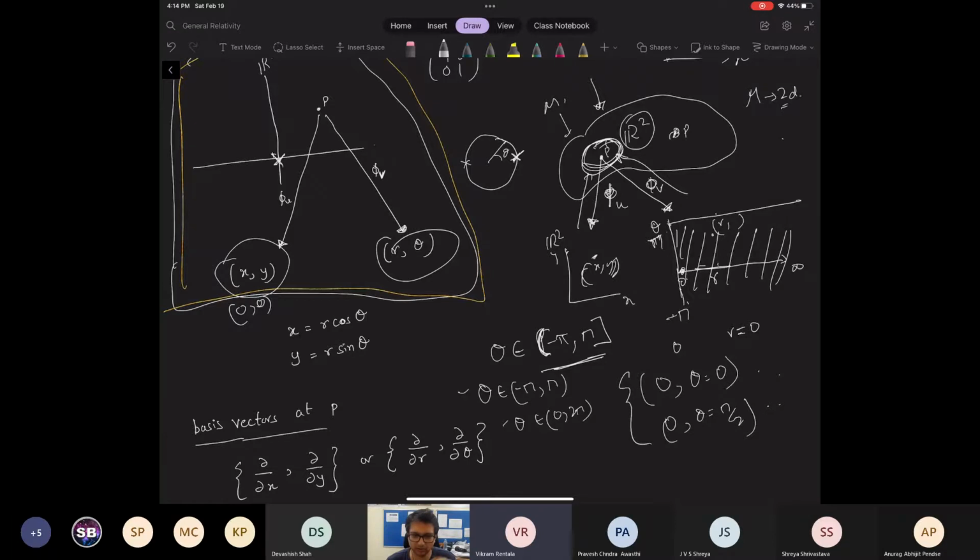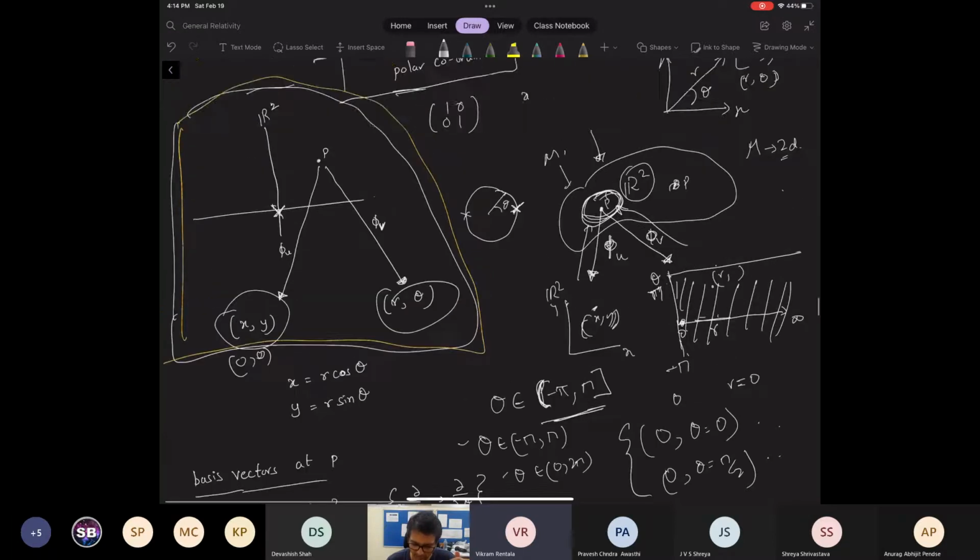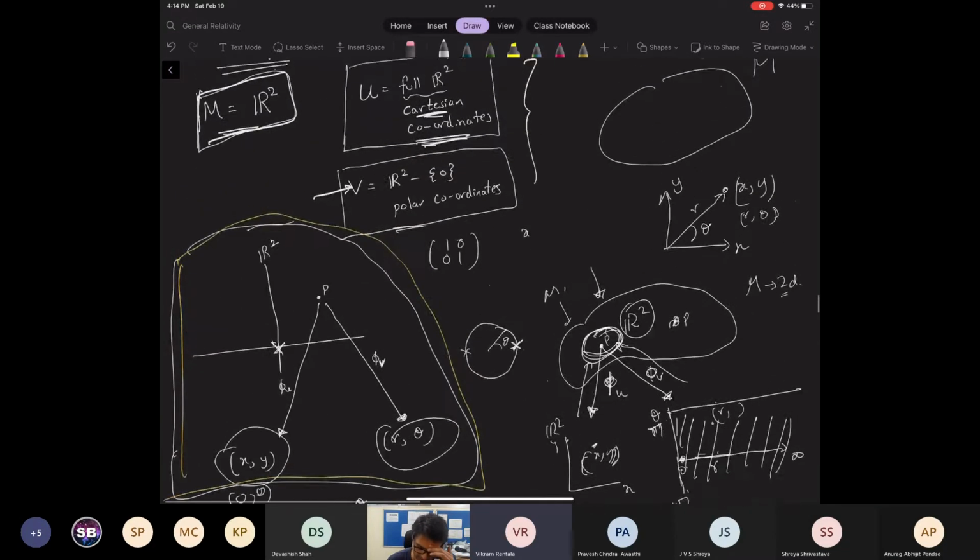So strictly speaking, you cannot cover the manifold even with this. So it's not just R2 minus 0. Strictly speaking, the polar coordinates that we're using are over a patch which is R2 minus this patch, where we're excluding all real numbers which are less than or equal to 0. So we're excluding all of these.